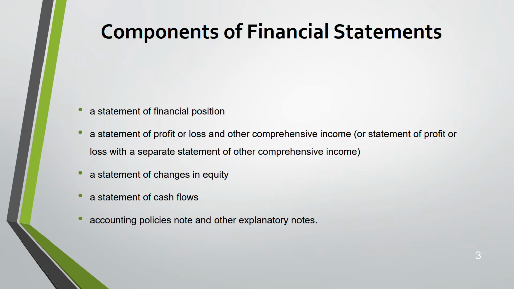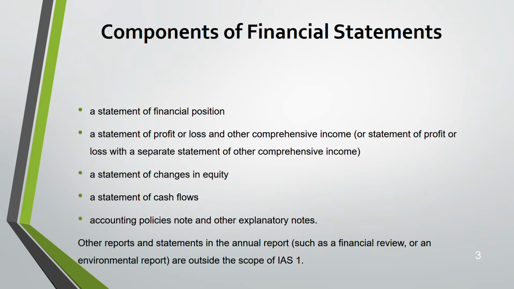The areas that we are going to cover here are mostly the statement of financial position and the statement of profit and loss and other comprehensive income, the first two, and partly the statement of changes in equity, just the format. Any reports or statements that are not in this list are outside the scope of IAS 1. That means we do not have any format for them. You can make them in any way. Example, your environmental report or any financial review, they are outside the scope of IAS 1.